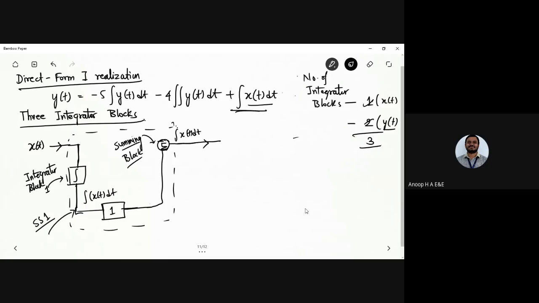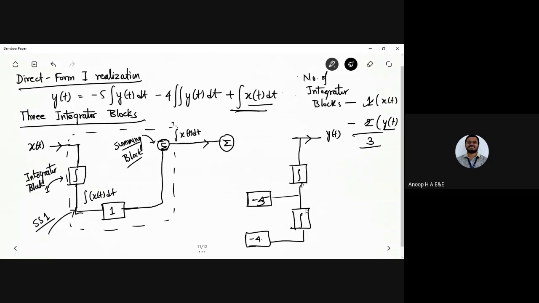So what do I need to do? I need to have the output as y of t and I have 2 integrator blocks present there. So what do I need to do? After one of the integrator blocks, I have minus 5. Yeah, minus 5. Okay. So next, after the second integrator block, I have minus 4. So I create a summer here.